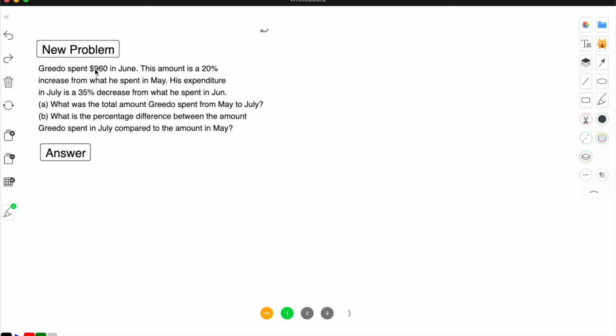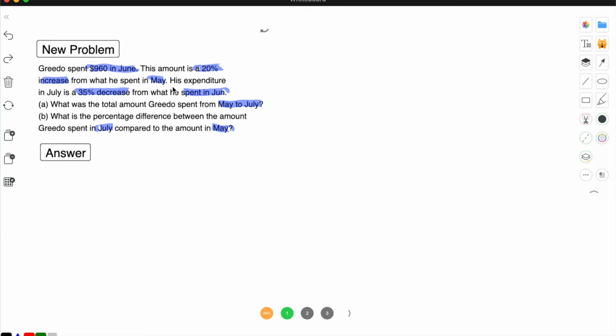Grido spends $960 in June. This amount is a 20% increase from what he spent in May. Then his expenditure in July is a 35% decrease from what he spent in June. Part A. What was the total amount Grido spent from May to July? Part B, what is the percentage difference between the amount spent in July compared to the amount in May?